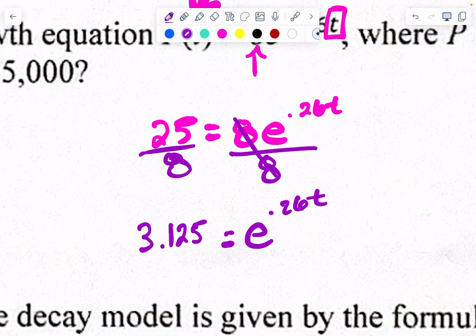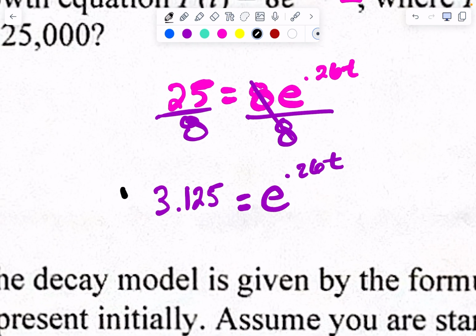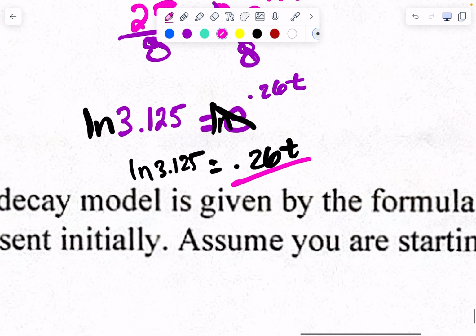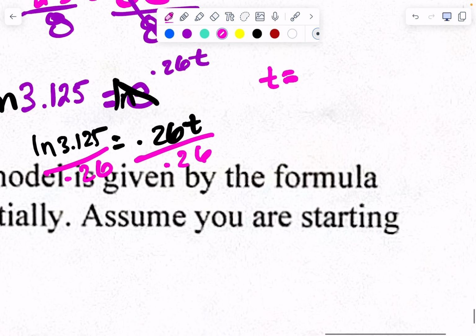Okay, now, how do I get e to go away? ln on each side? Yeah, put an ln on each side. That cancels out your e, right? ln and e cancel. So, I have 0.26t and ln of 3.125, whatever that decimal number is. Then we're going to divide by 0.26. T equals, how long does it take? 4.3824 years.